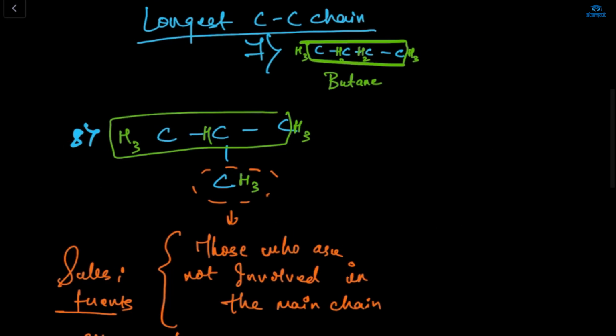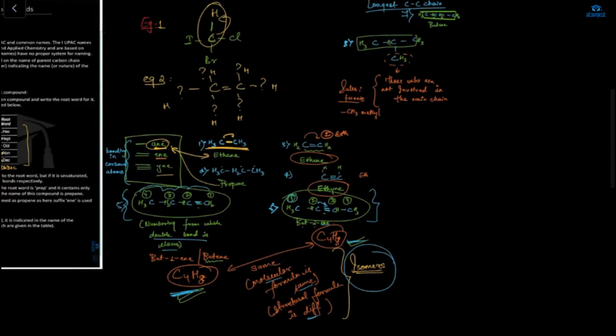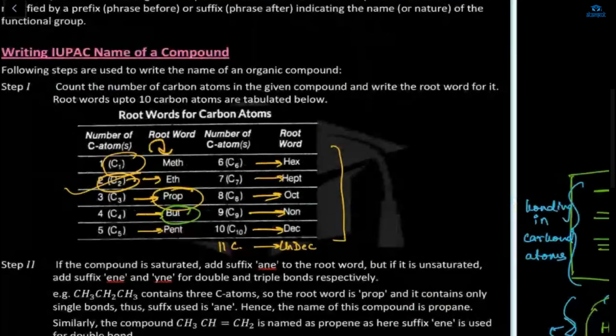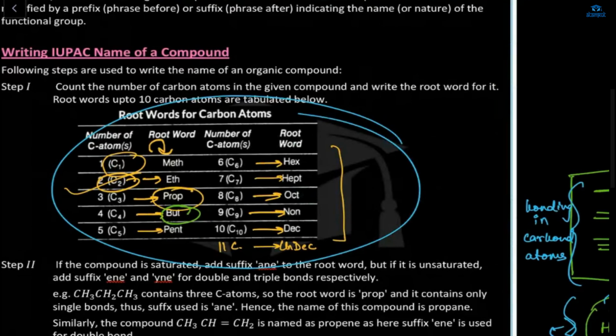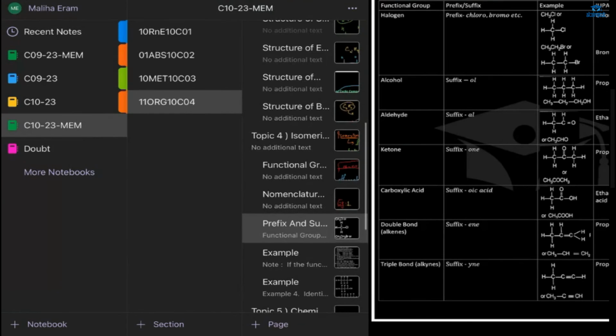We will study this later, the carbon chain and some substituents. So you have to remember the IUPAC names for all the carbon counts, whether it's one, two, three, or anything. This is the prefix and suffix. We will learn it later.